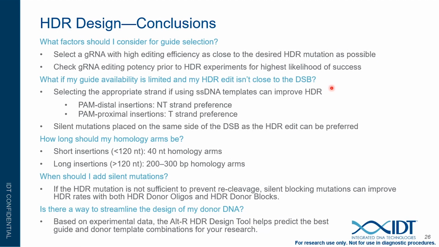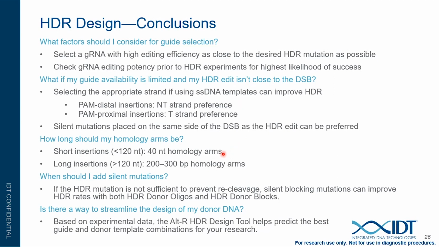In cases where your guide availability is limited and you can't get an edit that's close to your double-stranded DNA break, generally, you should be careful when you're using your single-stranded DNA templates and select the appropriate strand according to whether you have a PAM distal or PAM proximal insertion. So with PAM distal, you want to use a non-targeting strand for your single-stranded DNA. And with PAM proximal insertions, you want to use a targeting strand. And in general, you want to use silent mutations that are placed on the same side of the double-stranded DNA break as your HDR edit.